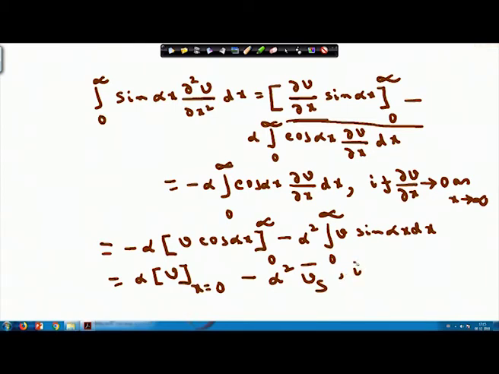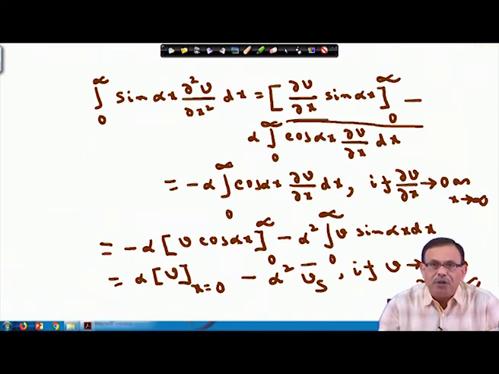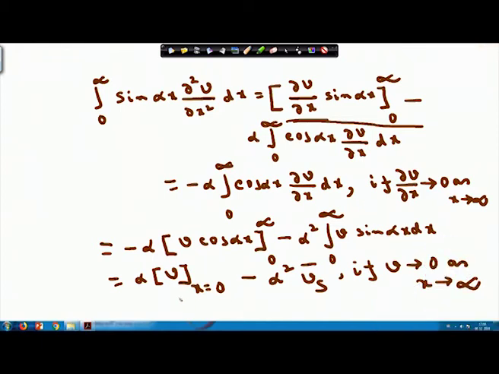Here again I made one assumption. The assumption is that v approaches 0 as x approaches infinity, because for x equals 0 the value of v is needed, but at x equals infinity I cannot tell what it is. Therefore, the value should be 0. If it vanishes, then I have to assume this. Therefore, whenever I want to take the sine transform on a particular variable with respect to x, I have to know that v approaches 0 as x approaches infinity and del v del x approaches 0 as x approaches infinity. Unless these two conditions are supplied, I cannot evaluate this particular integral and I cannot get it.